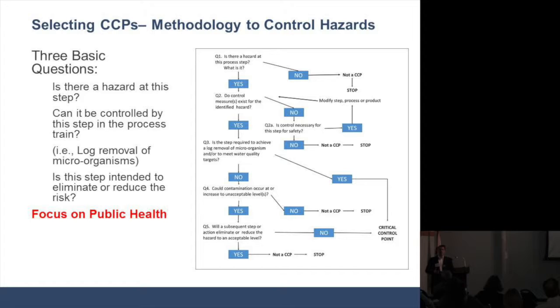So a great example of a non-critical control point would be a bar screen in the wastewater treatment plant. Okay, if you were to drink the water coming out of the back end of the bar screen, would there be a human health threat? Absolutely. Right? But is that bar screen meant to reduce that threat? No, it's not there for pathogen reduction, it's not there for chemical reduction. It's there to take out solids that are coming into your wastewater treatment plant. So from that perspective, it's critical for operations, we call it a critical operating point, but it's not critical for public health protection.